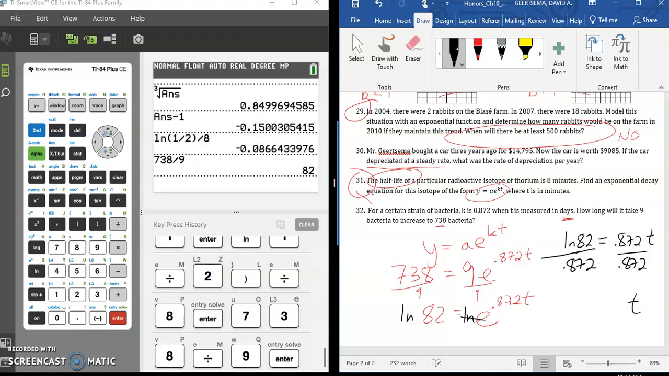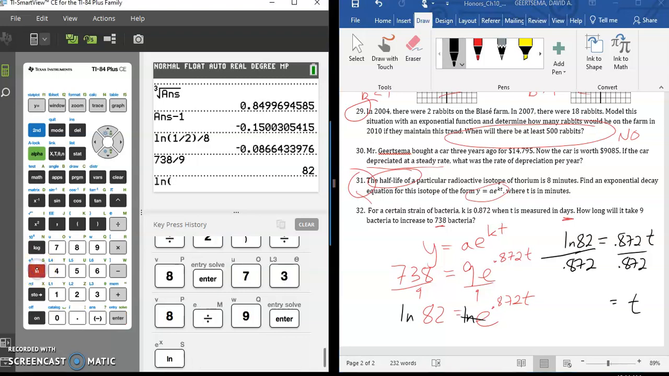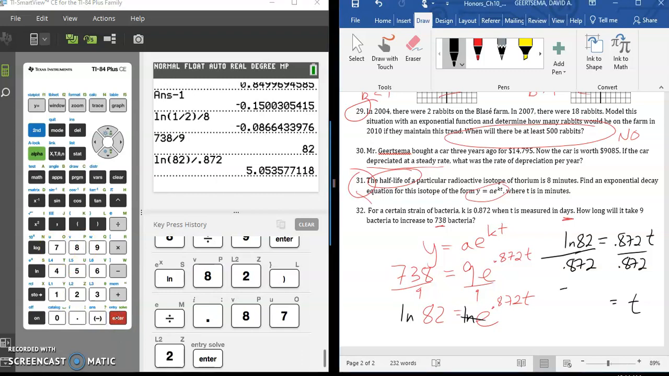And at this point I just need to grab my calculator again. So I do the ln of 82 divided by 0.872, survey says 5.0536, I guess, or something. Anyways, so remember that's in days, so we're looking at about 5.05 days would be my final answer to that problem. So it'd take about 5 days for that bacteria to increase all the way up to 738.